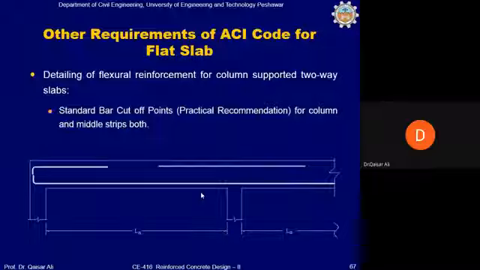Then the cutoff bars, negative and positive reinforcement. Negative reinforcement shall be curtailed at 1/3 of the length of the span, and the positive reinforcement shall be continued from one span to another span according to the spacing requirements, like this.